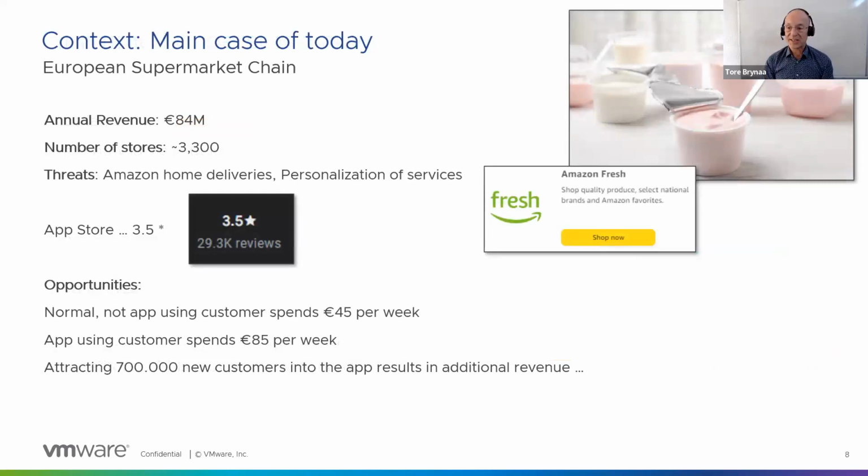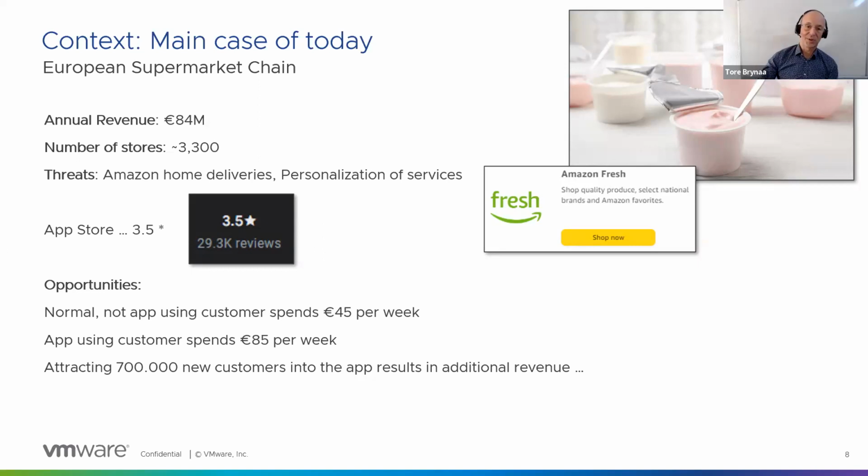So here's the case of today. Big European supermarket chain, annual revenue of 84 million, number of stores, 3,300. They are in multiple countries. They have some threats. And by the way, it's probably not 84 million, it's 84 billion. So threats, they are under pressure from Amazon home deliveries, and they are not really good at personalizing their services.